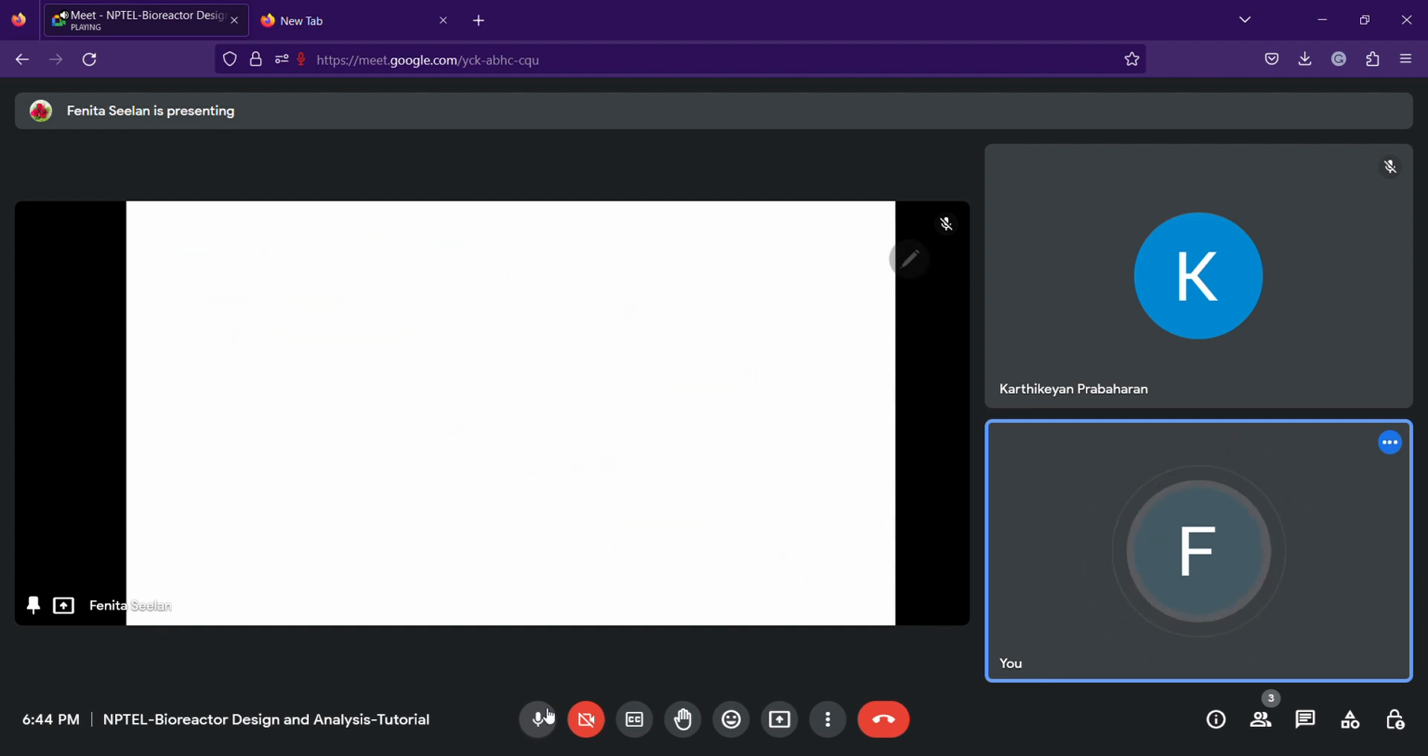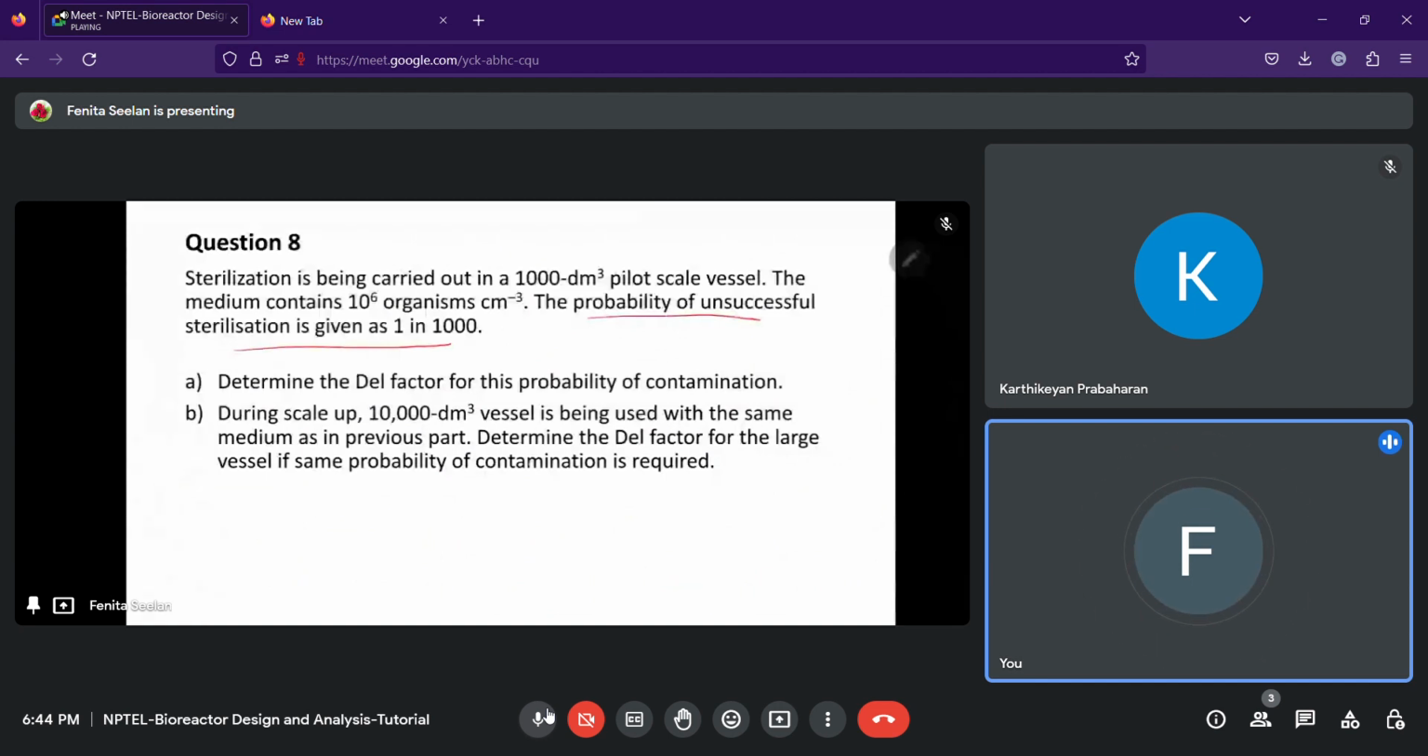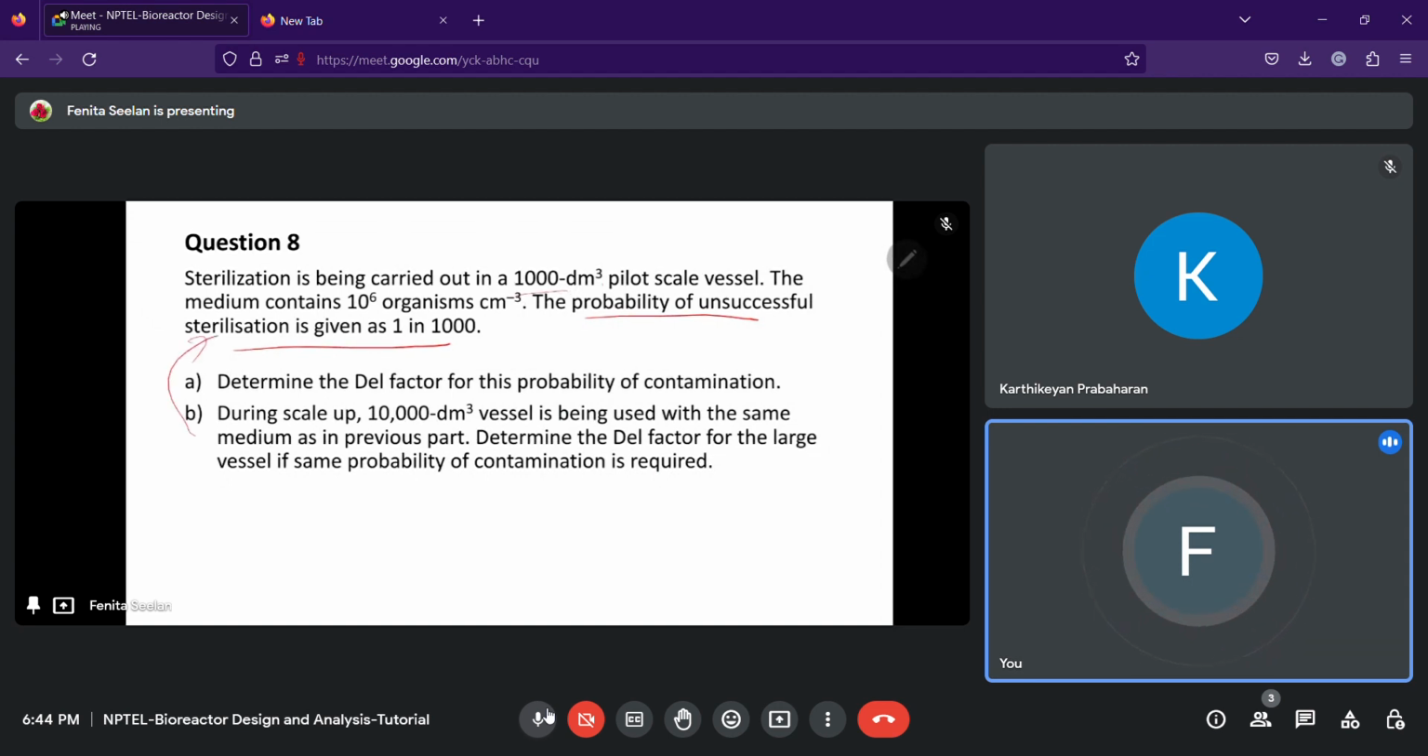The next question was you were asked to scale up and we have to determine the del factor for the same vessel considering the same. You just have to vary this volume and follow the same steps as before and you would be able to calculate the new del factor. So let's do that.